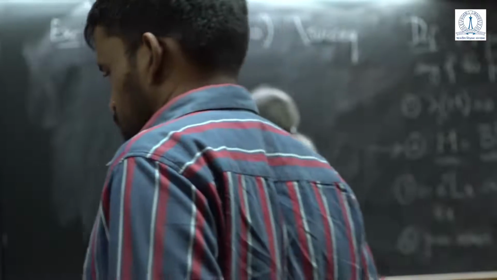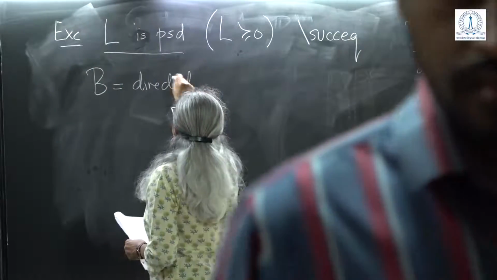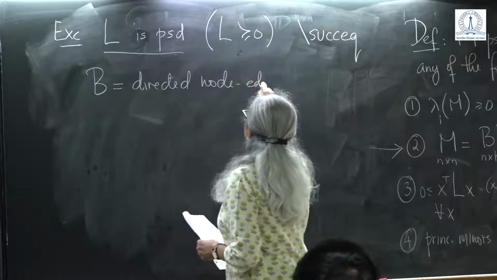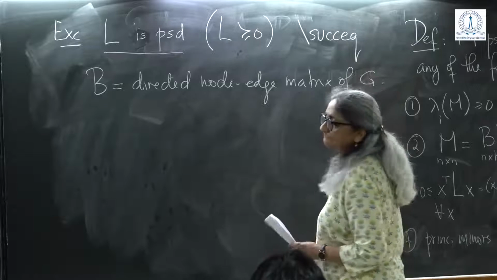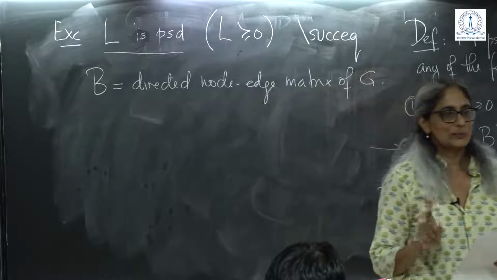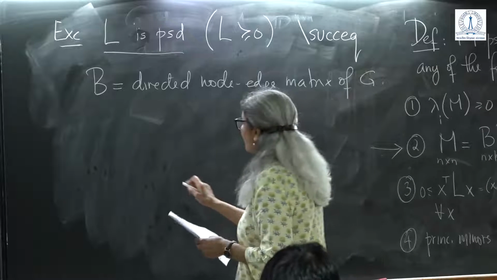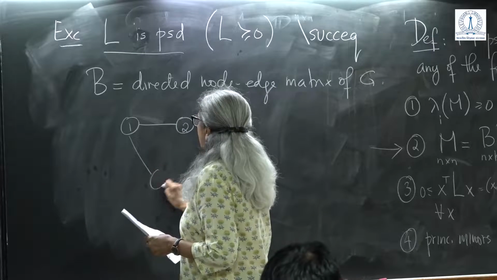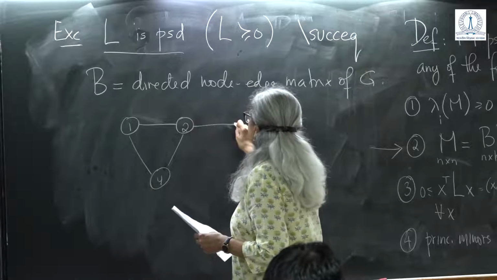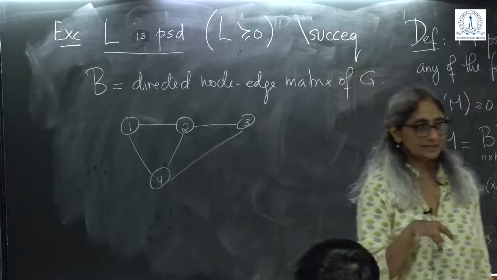All right, so what do we do? So here's the recipe. I'm going to define B to be a directed node-edge matrix of the graph, okay? So this is the only time in this class that you will see a directed graph. But let's do it on an example. It's easier to explain on an example. Okay, so suppose I have a graph like this, 1, 2, 4, and 3. Okay, so undirected graph. So all our graphs are undirected.